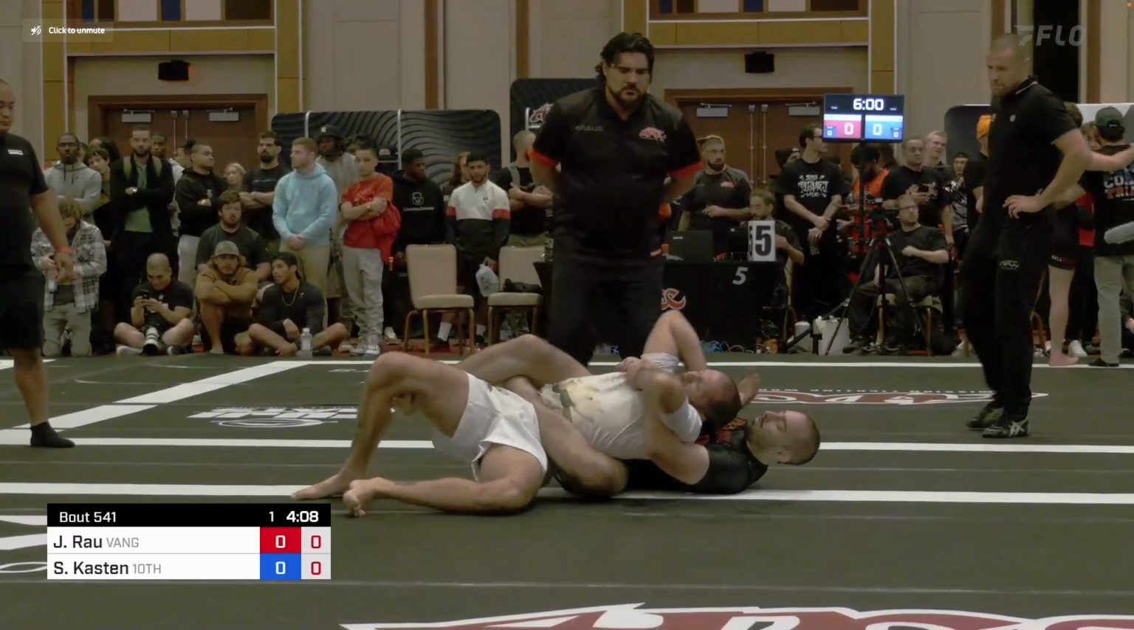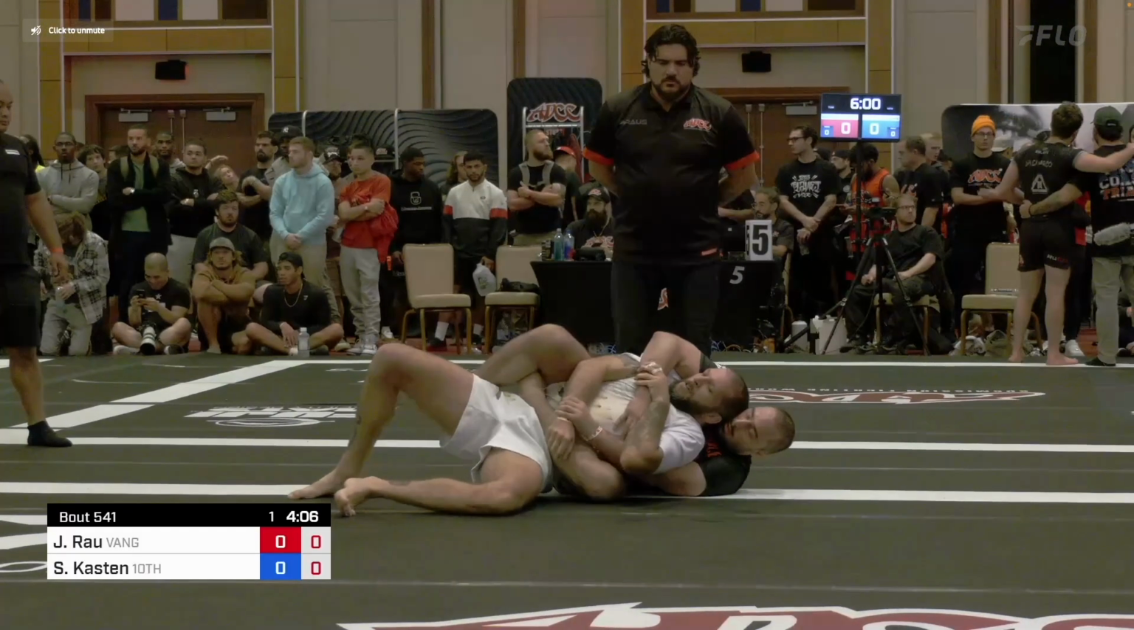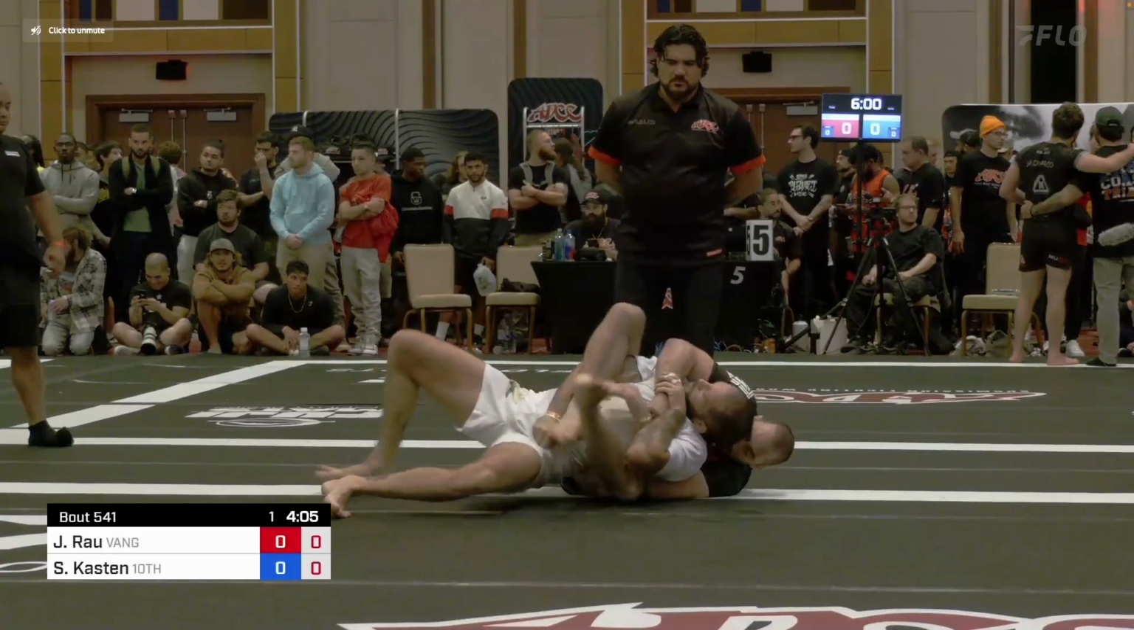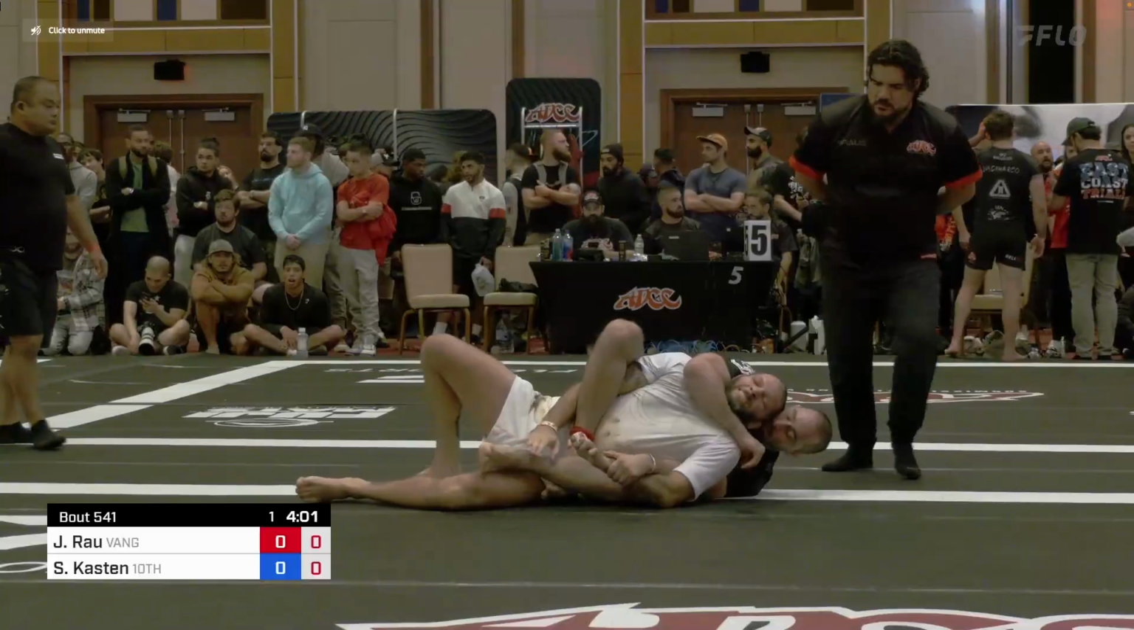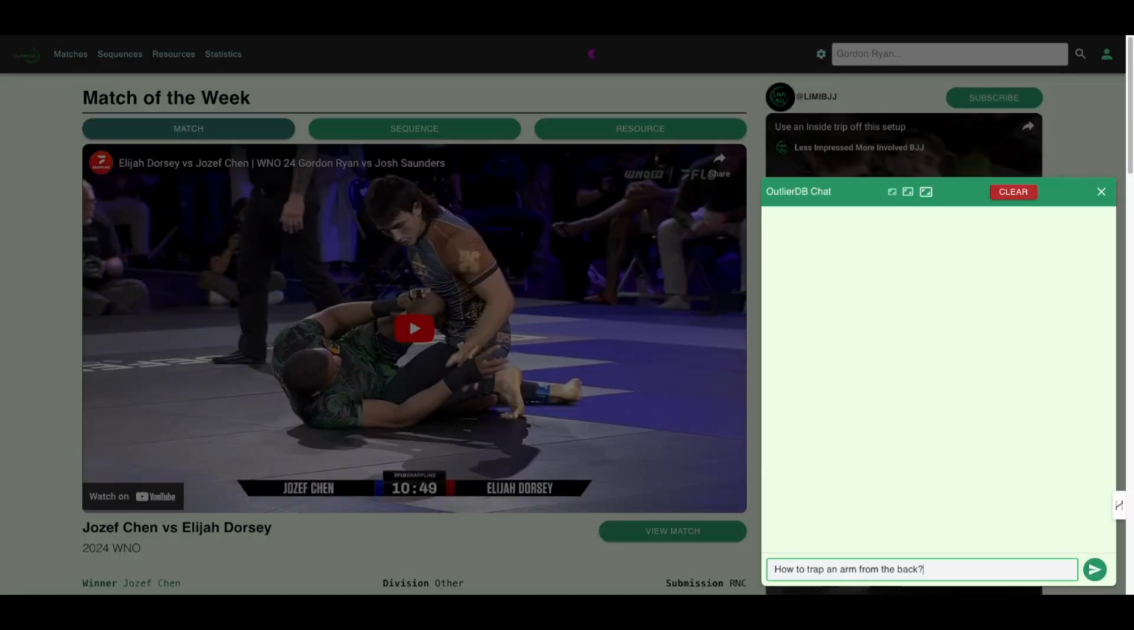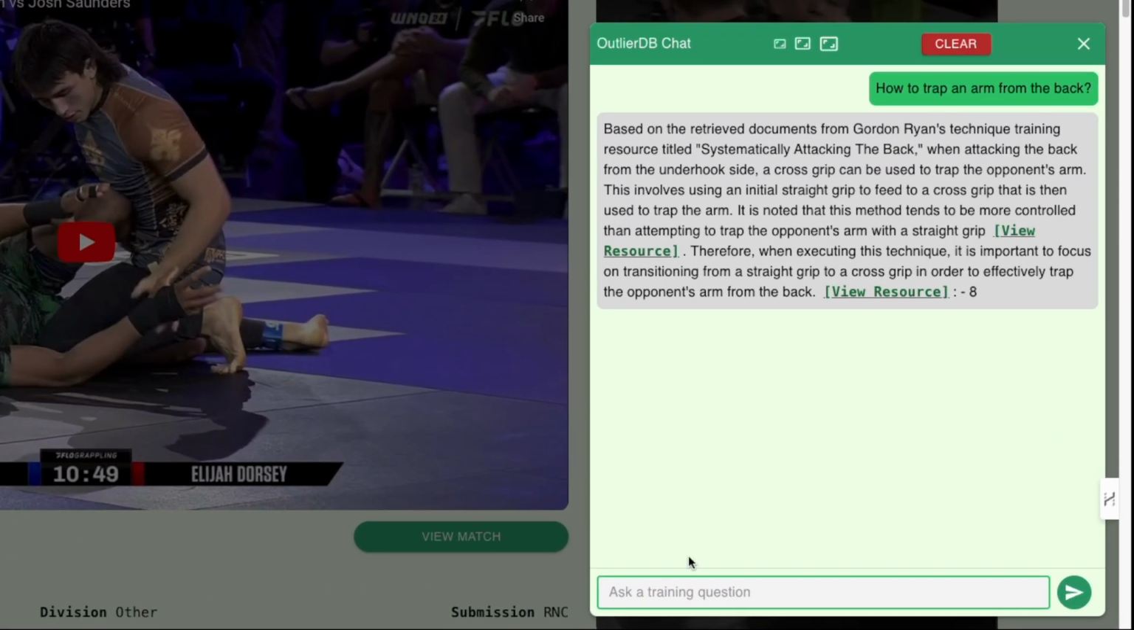Now another great way to remove obstacles in the way of the neck is by bringing your legs into the party and using them to trap your opponent's defensive arms, which now frees up your strangle arm to attack the neck. And if we ask our jiu-jitsu chatbot how to trap an arm from the back, it recommends that we do so from the underhook side using a cross grip.